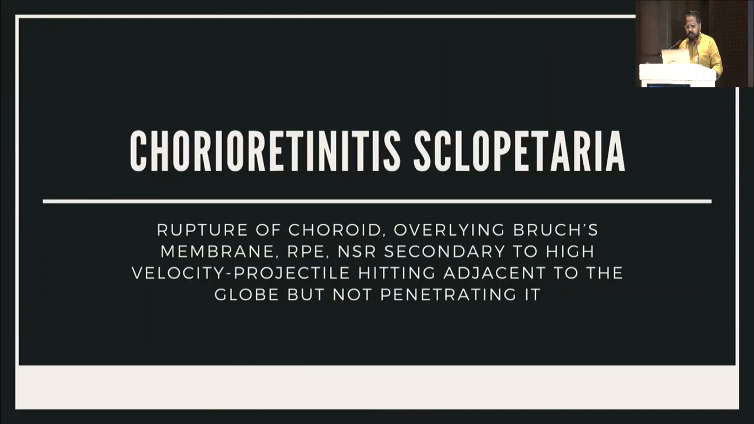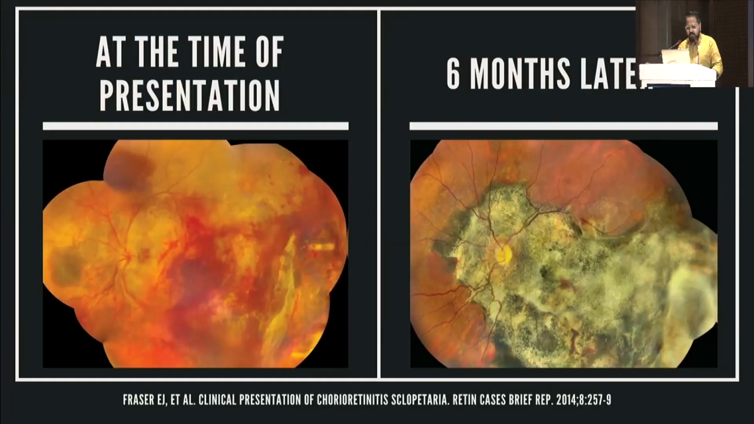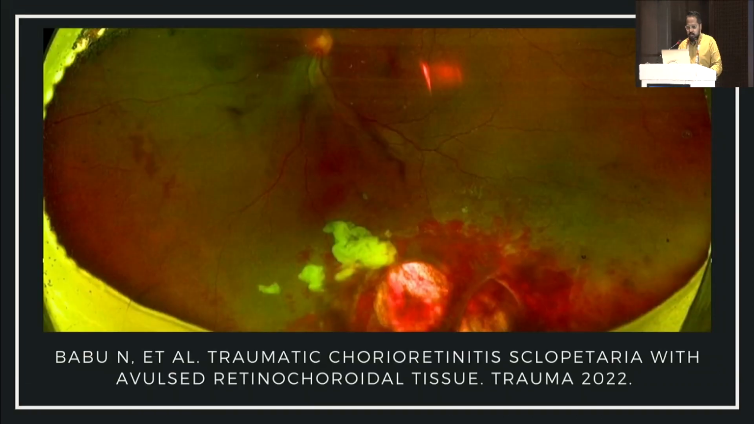Now coming to chorioretinitis sclopetaria: rupture of the choroid, overlying Bruch's membrane, RPE, and neurosensory retina, secondary to a high velocity projectile hitting adjacent to the globe but not penetrating it. So this is a case. It usually looks very dangerous, but the major thing is that the visual acuity and visual prognosis depend on whether the macula is involved or not. This is one of the cases which we had seen in Aravind.